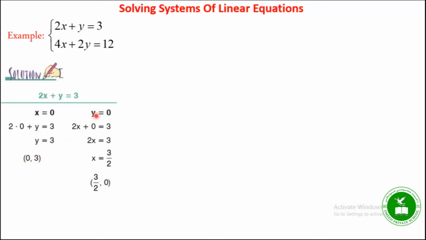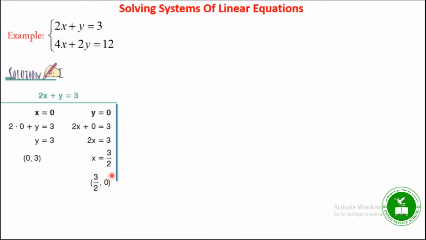Then y will be equal to 0. In 2x plus y is equal to 3, in place of y we will put 0. 2x is equal to 3, and dividing both sides by 2, x is equal to 3 over 2. If y is equal to 0, then x will be 3 over 2.